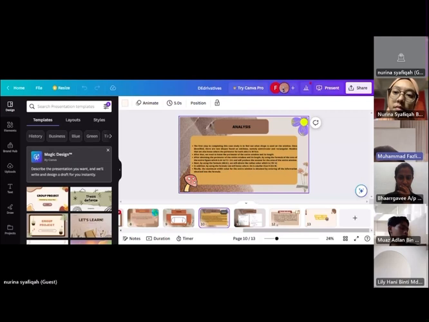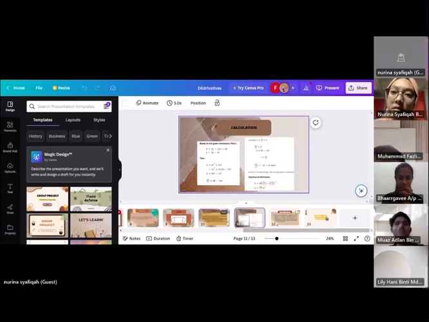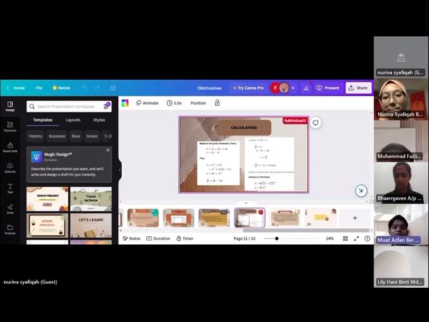Okay, for the calculation, I will pass to my friend Muaz. Okay, thank you, Fazli. So for the calculation, based on the given information, we need to find L, given that the perimeter equals 30. We can find L by using the information given. So L equals 15 minus pi r.